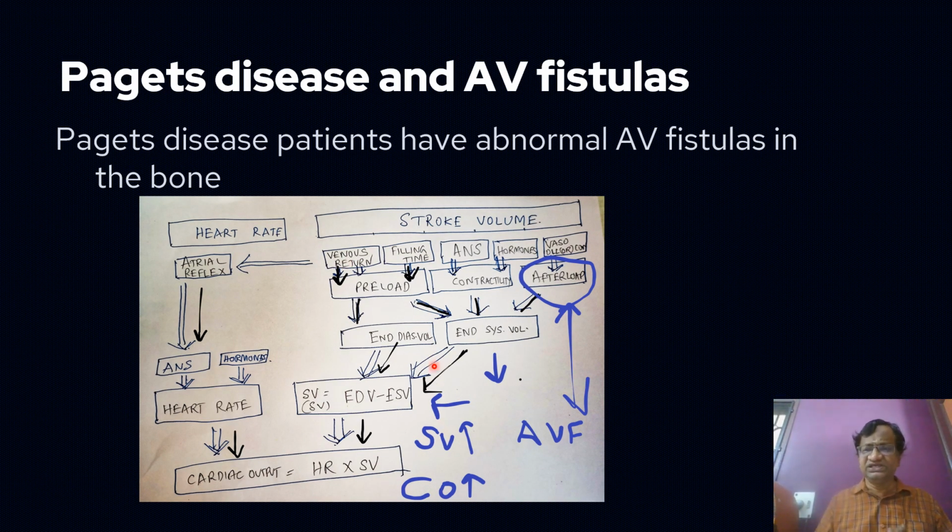Now you have Paget's disease and AV fistula. AV fistula means what? Directly it is going from artery to vein. So there is complete reduction of afterload. If the afterload is decreased so much, the cycle is coming downhill. It is easy. The output increases. These are all cardiac high output diseases.